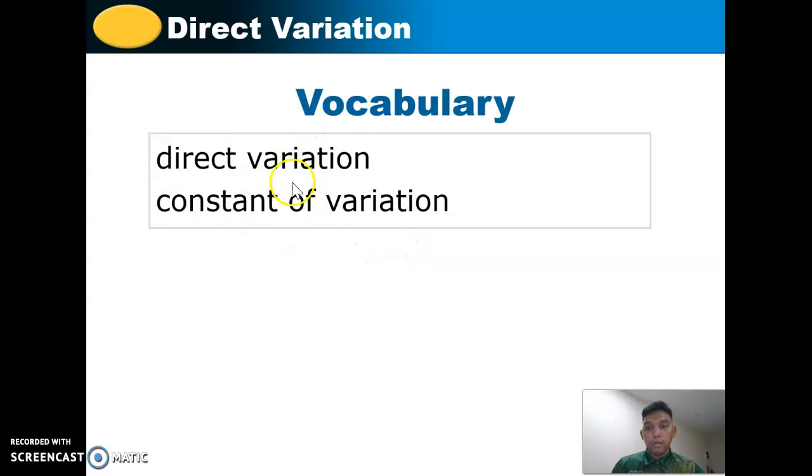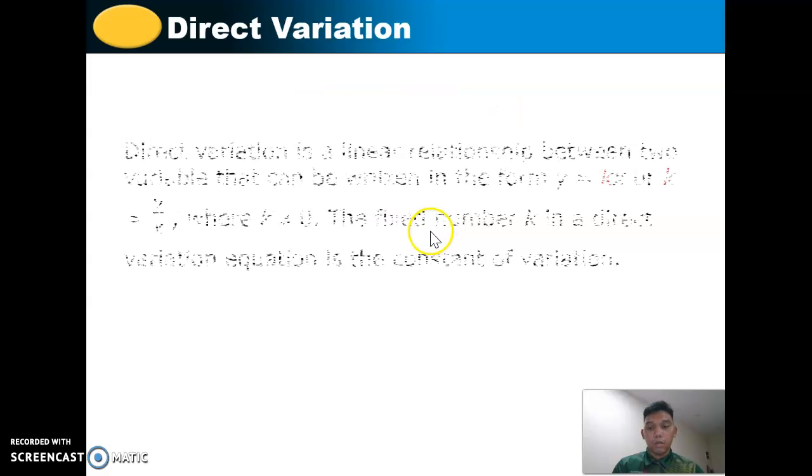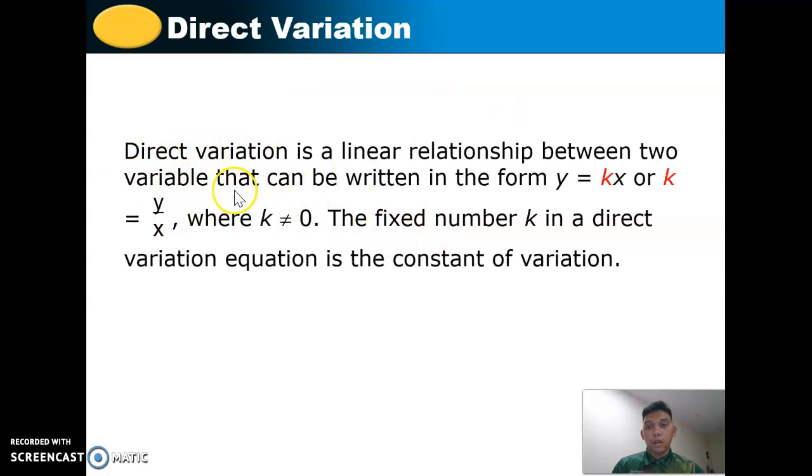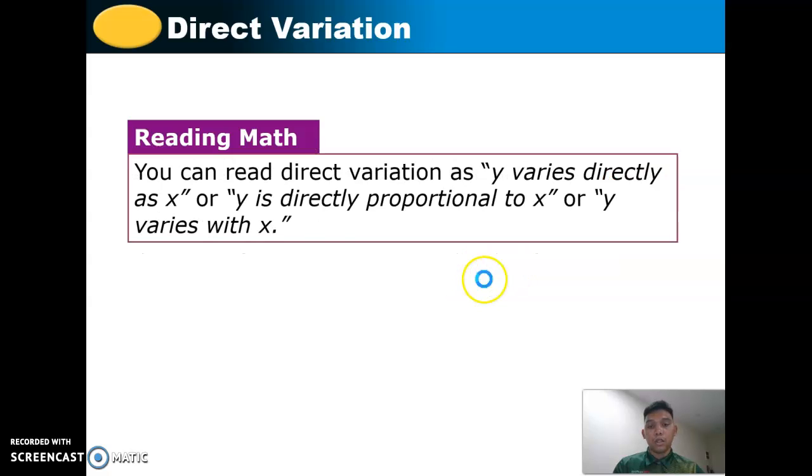So, vocabulary: direct variation and constant of variation. The definition of a direct variation is a linear relationship between two variables that can be written in the form y equal to kx or k equal to y over x. Remember that k must not be equal to 0. The fixed number k is what we call the constant of variation. You can read direct variation as y varies directly as x, y is directly proportional to x, or y varies with x. Those are just the common ones.